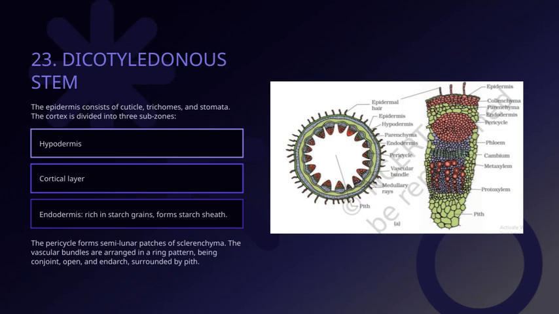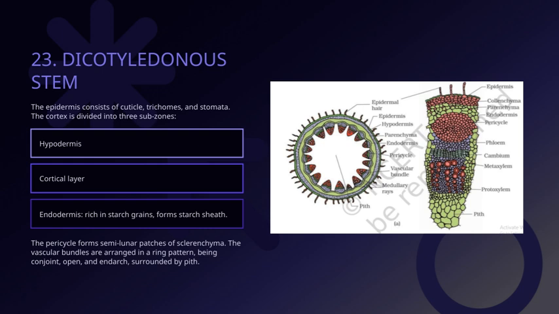The pericycle, which is the outermost layer of the vascular cylinder, forms semilunar patches of sclerenchyma. These patches provide mechanical support and protection. Moving inward, you'll notice that the vascular bundles are arranged in a ring pattern. These bundles are conjoint, meaning they contain both xylem and phloem, and they are open, allowing for secondary growth. They are also endarch, which indicates that the protoxylem develops towards the center, a characteristic feature of dicots.